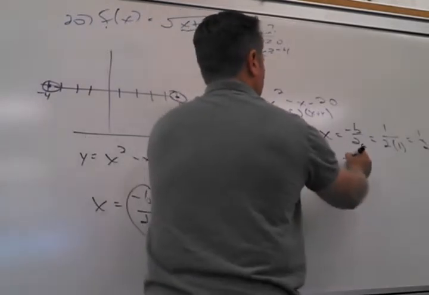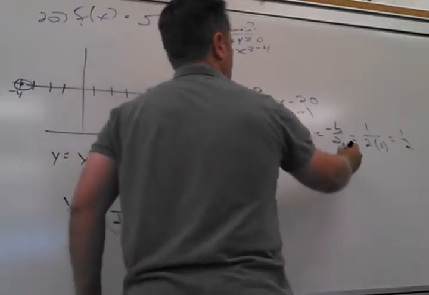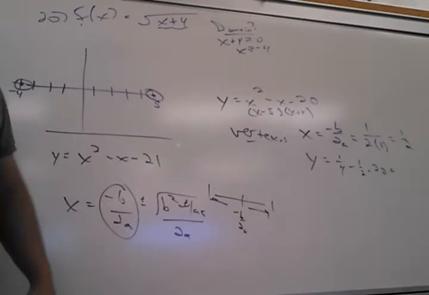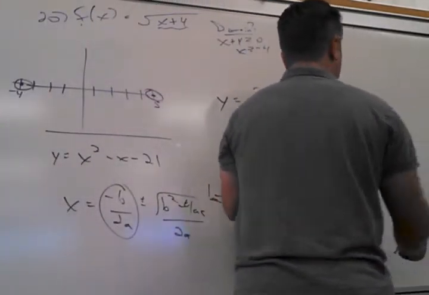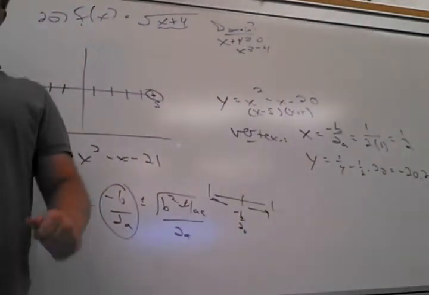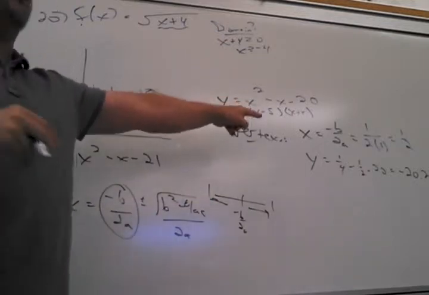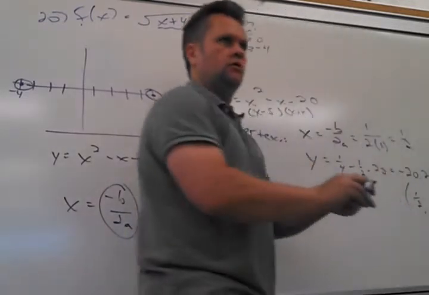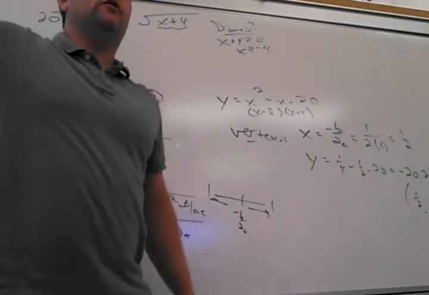How do I get the y piece of the vertex? You just put the 1/2 in. So I get 1/4 minus 1/2 minus 20, which equals negative 20.25, or negative 20 and a quarter. I like this number, right? So if I were to find the vertex using something in the calculator, it better spit out at me 1/2 and negative 20.25. All right, so how do I find the vertex using something on the calculator?